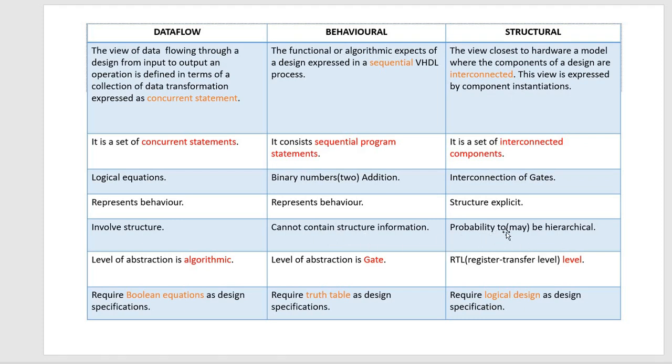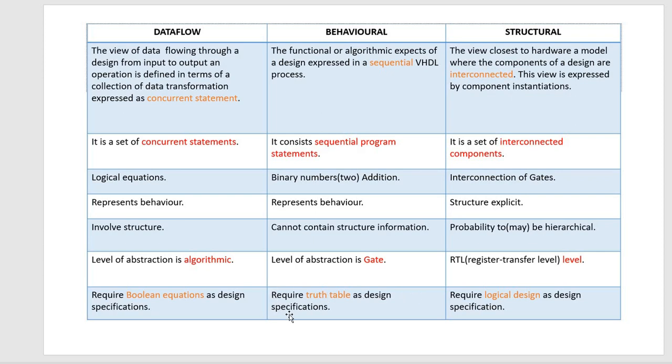Then in case of structural, there will be a kind of hierarchical manner, the entire hardware will be, indirectly, as if interpreted, or somewhere directly also some components will directly reflect the actual structure of the hardware. In case of data flow, the level of abstraction is algorithmic. Here it is gate level in behavioral, and in structural it is register transfer level. Boolean equations are required as design specifications in case of data flow. So if a direct equation is given, we can have assignment statements and we can directly use concurrent statements. With the help of them, we can have our logic.